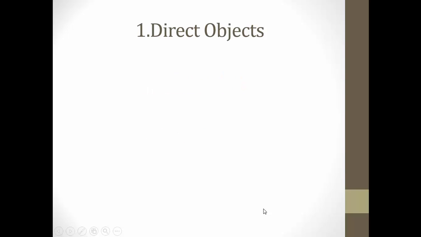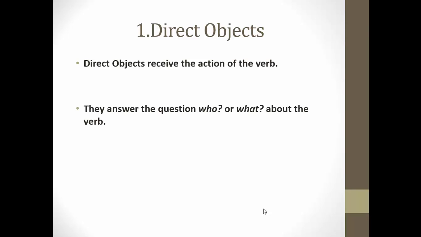So I want you to focus on part 1 of your note guide. Here are some general rules about direct objects and direct object pronouns in Spanish. Direct object pronouns receive the action of the verb. They ask the question who or what about the verb. And direct object pronouns take the place of direct objects.